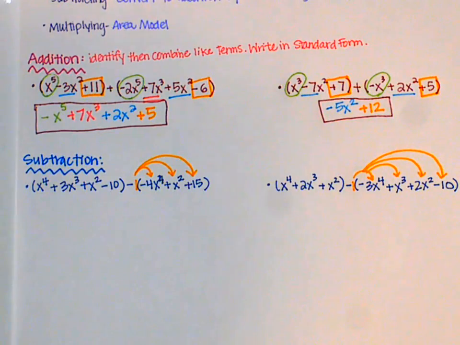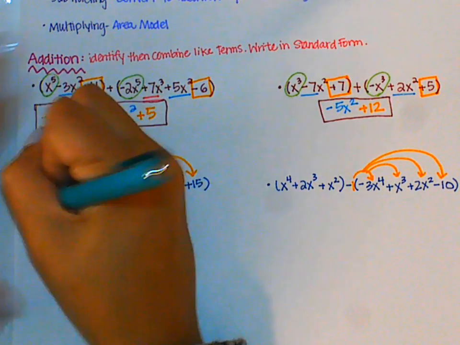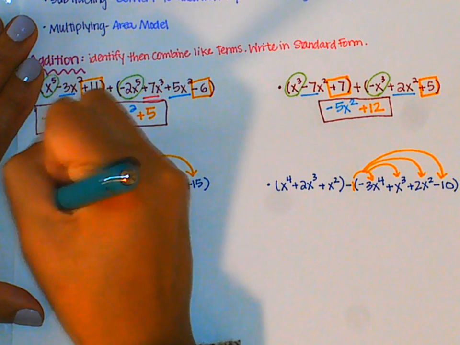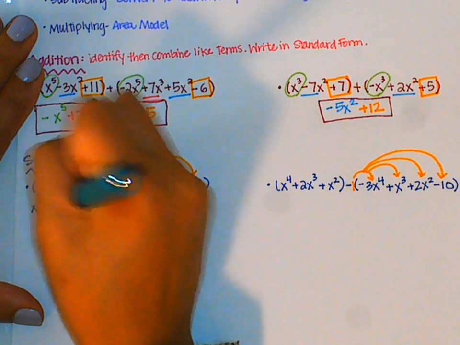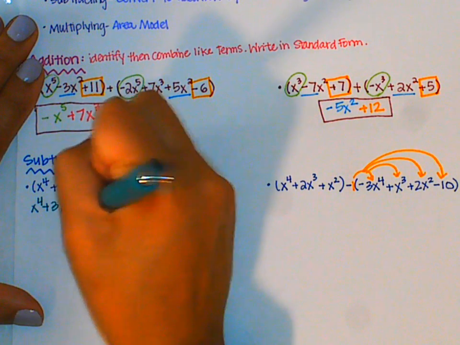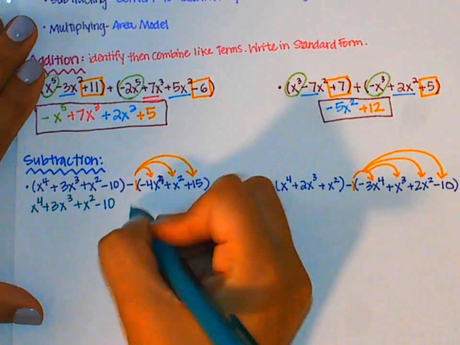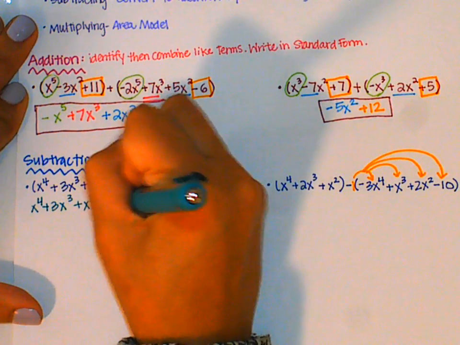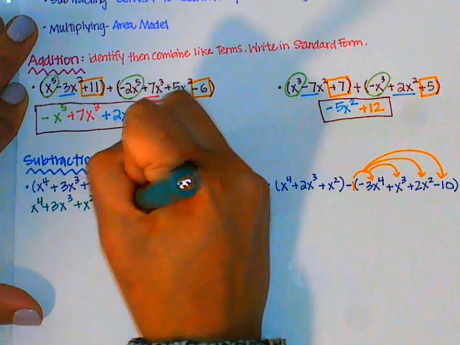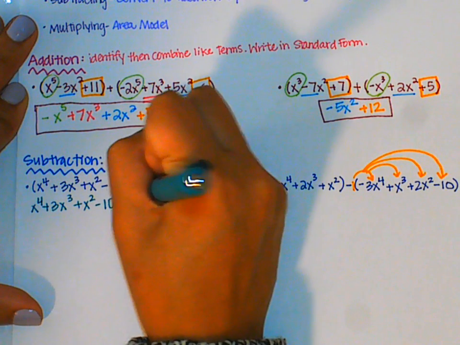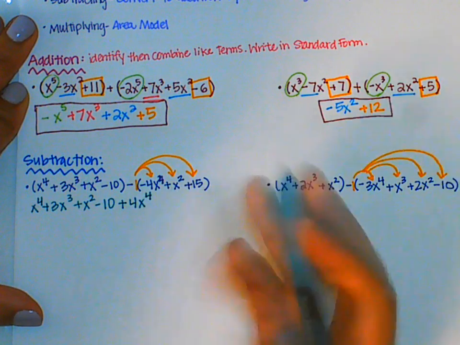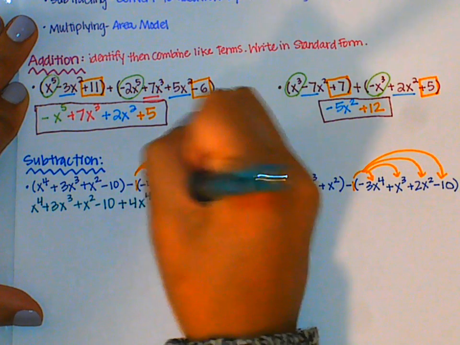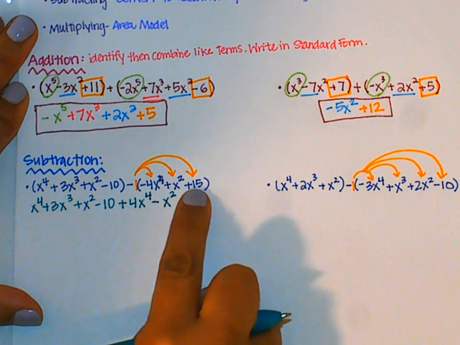Alright, so the first part doesn't change. We're going to keep our x to the power of 4 plus 3x cubed plus x squared minus 10. But the second part, we're going to have a negative 1 times a negative 4. So we will have plus 4x to the power of 4. A negative and a positive will give me a negative x squared. And then a negative and a positive will give me a negative 15.